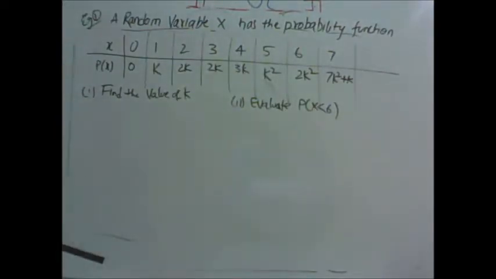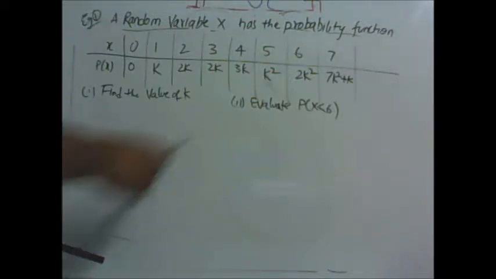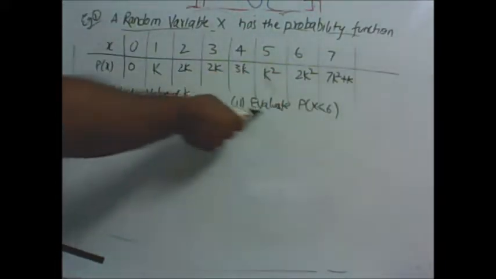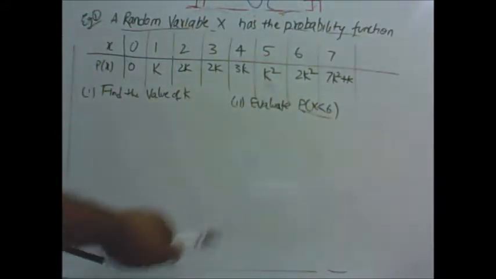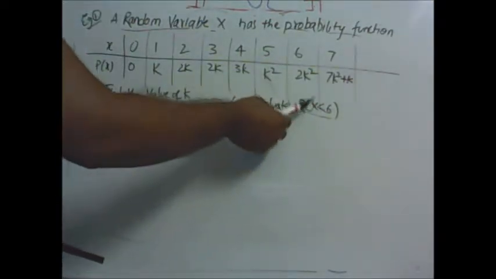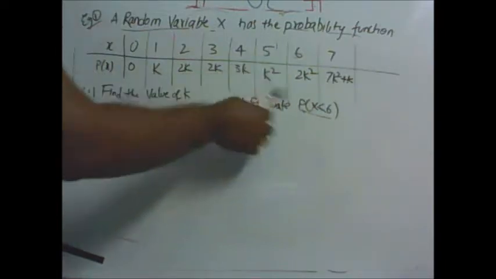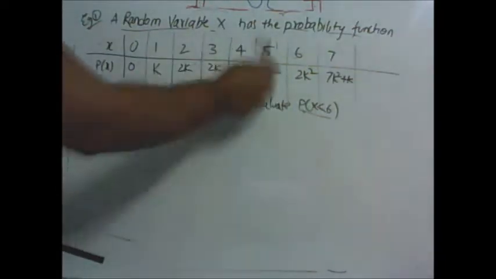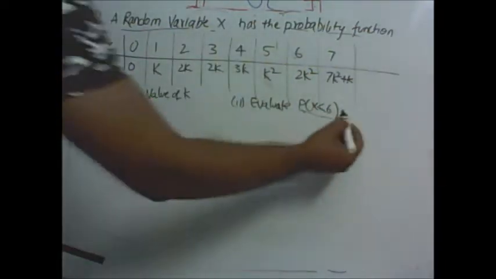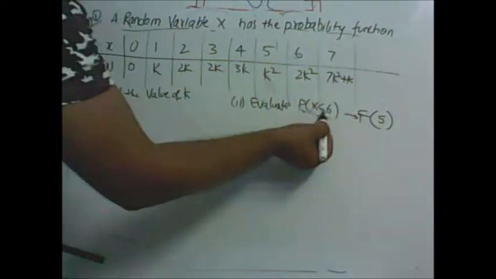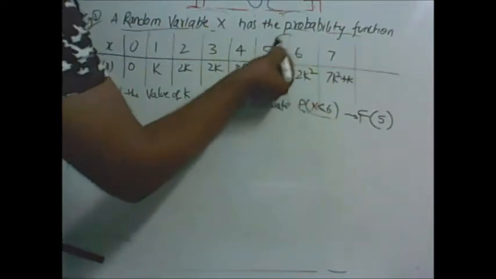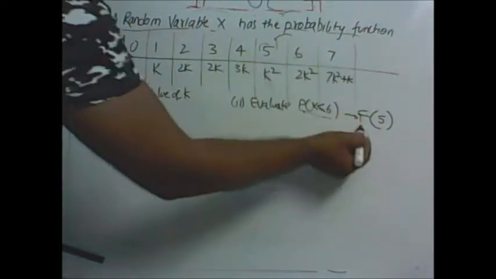It is asking us to find the value of k given in this and evaluate the probability of x less than 6. This means that we have to find the cumulative probability for values less than 6. Less than 6 is 5, which means up to 5 we have to sum up. That is nothing but f of 5, because before 6 only 5 is there. Up to 5 we have to take f of 5.